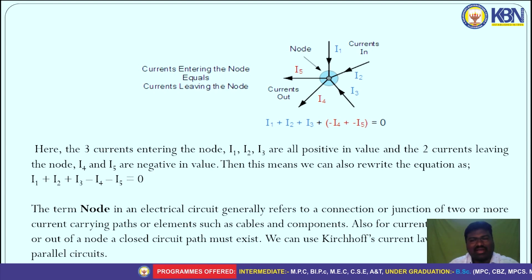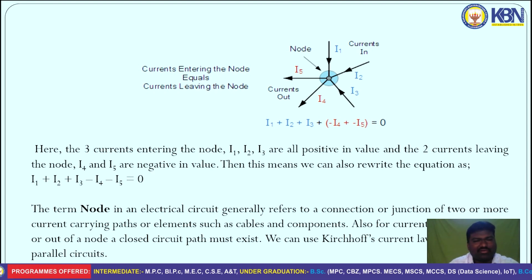This means we can also rewrite the equation as I1 plus I2 plus I3 minus I4 minus I5 equal to 0. The term node in any electrical circuit generally refers to a connection or junction of two or more current carrying paths or elements such as cables and components. We can use Kirchhoff current law in parallel circuits.